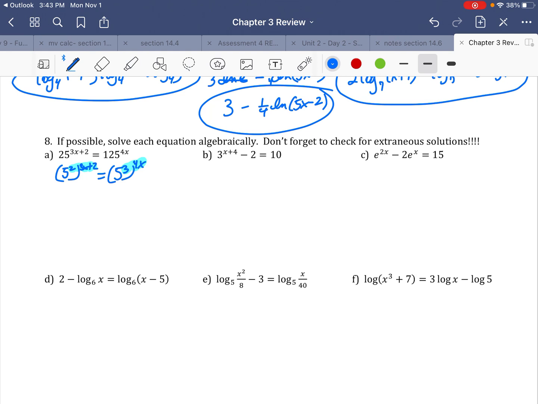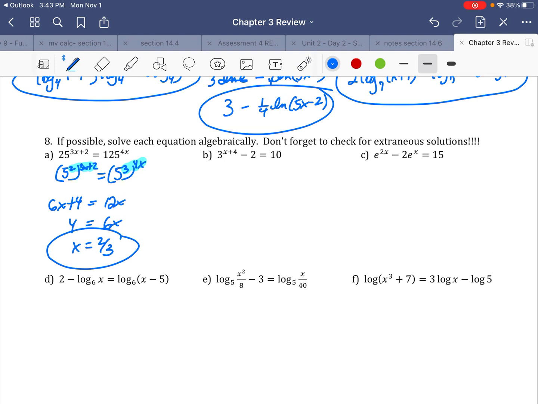So I can just drop the 5 business and just say 2 times 3x plus 2, so 6x plus 4 has to equal 12x. So I get 6x over here equals 4, so x is 4 over 6, or 2/3. Now with exponential equations, you don't really have to check for extraneous solutions there because anything is okay.